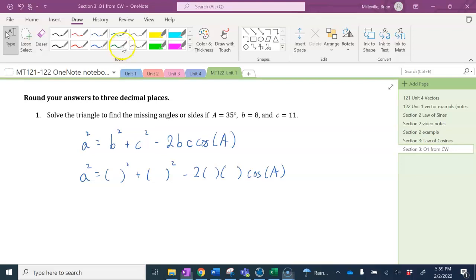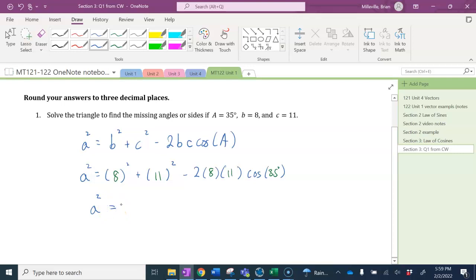Alright, so now we are going to plug those values into our formula, or into the law of cosines. So we're going to substitute in 8 wherever we had B in the formula. We're going to substitute 11 wherever we have C in the formula, and we're going to substitute not A here, but we want to make that 35 degrees. Alright, and then we'll compute that and then take the square root to solve for A.